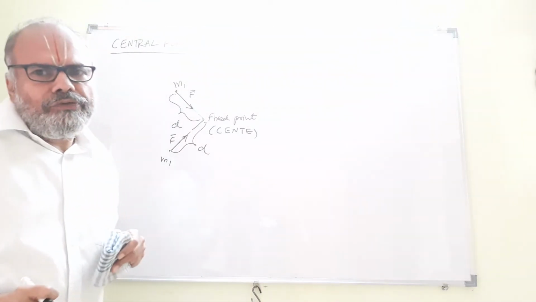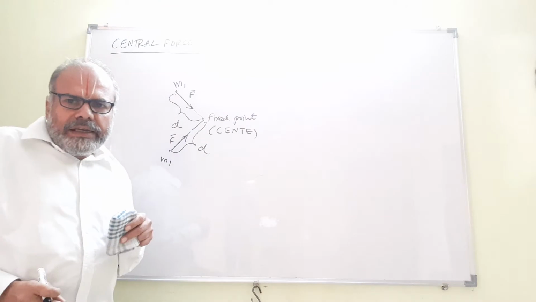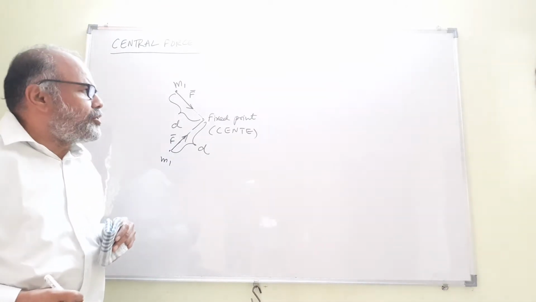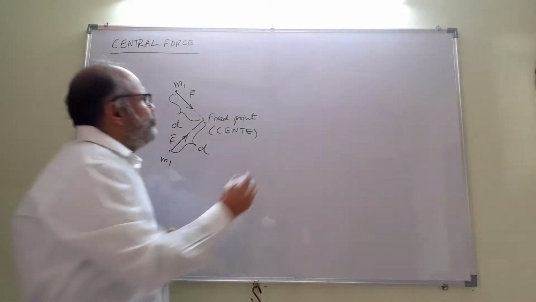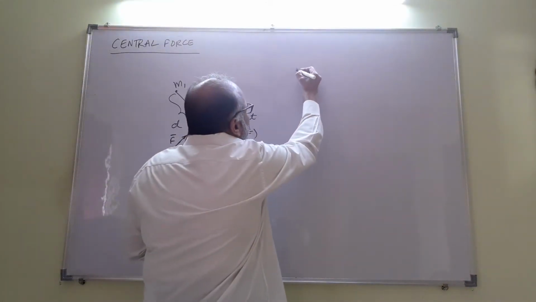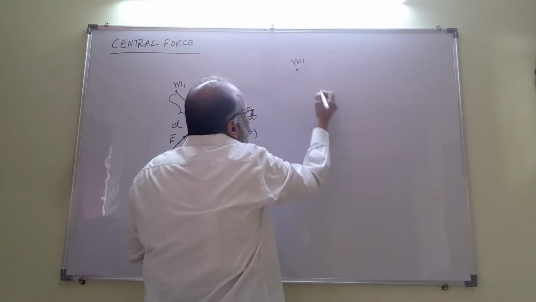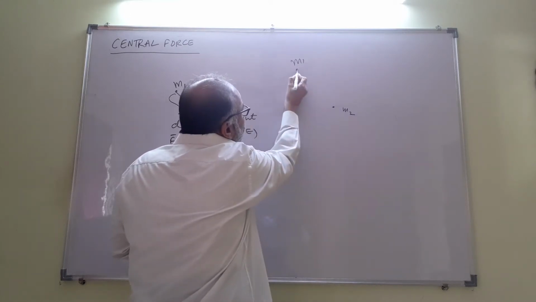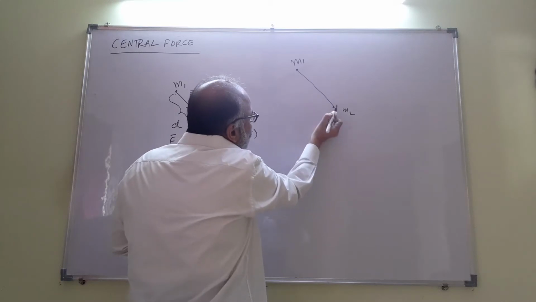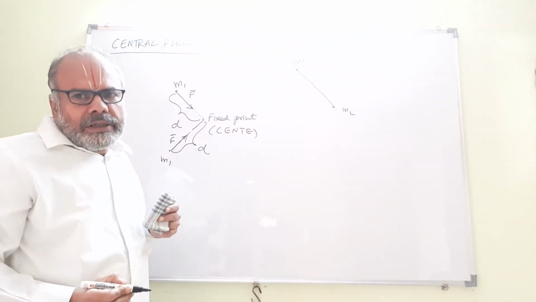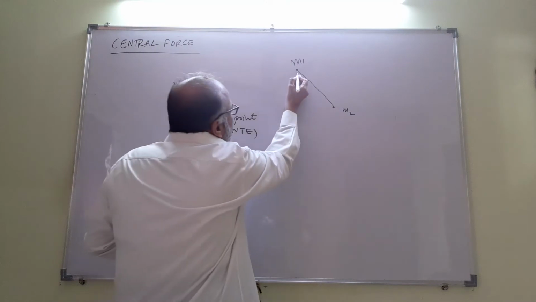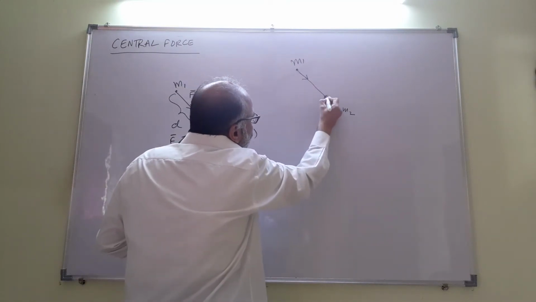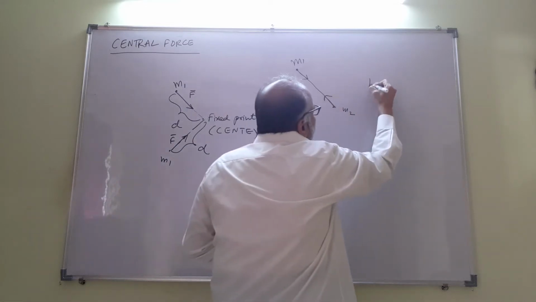The gravitational force and the electrostatic force are central forces. Let us see the gravitational force. We know if there are two particles having masses m1 and m2, then by Newton's law of gravitation, these two masses will attract each other with a force F.